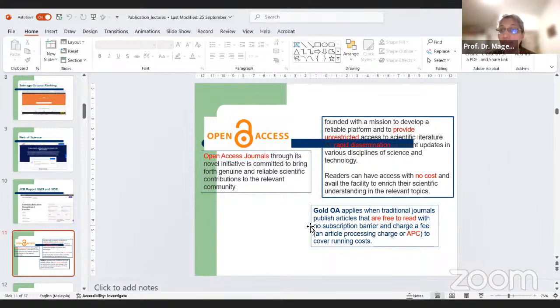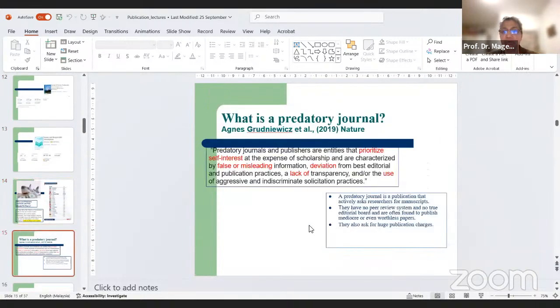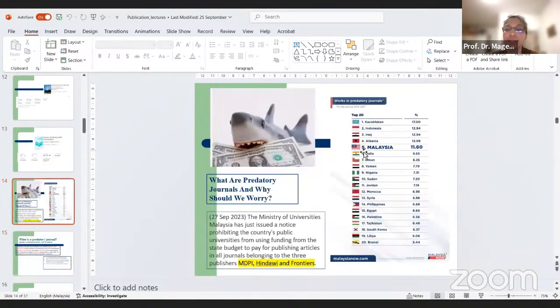Indonesia and Malaysia are very popular for this, despite me telling many people not to do this. That's why Indonesia and Malaysia are among the top ranked in publishing in predatory journals. So my advice to you: don't go for predatory journals. Don't ever do that. You can see Malaysia is number 5 and Indonesia is number 2 in work in predatory journals. So this is really bad.